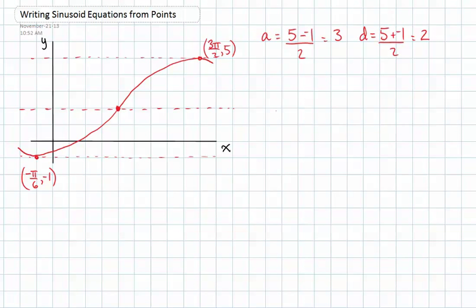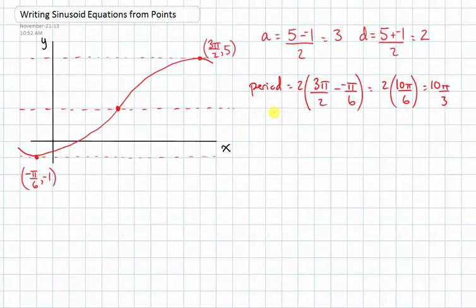Now, what I'd like to figure out next is the period, and the period is twice the spread from the max to the min, because that's only half of a cycle. So I'm going to take that 3 pi by 2, I'm going to subtract the negative pi by 6, again watch your signs, and this is going to be 9 pi by 6 plus pi by 6, so 2 times 10 pi by 6, or 10 pi by 3. That's my period, an unusual period. We're used to a period being 2 pi.